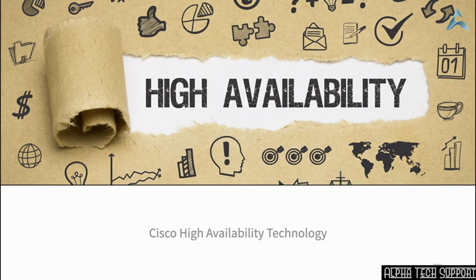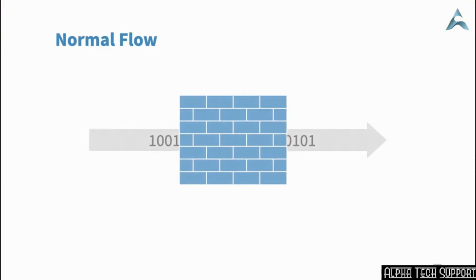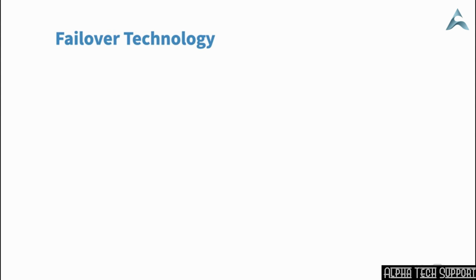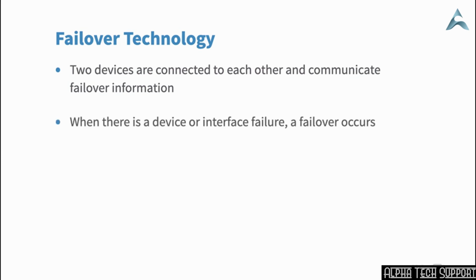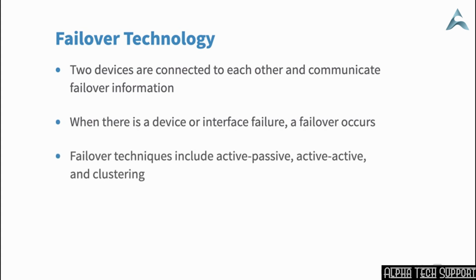In addition, the network administrator can take advantage of Cisco's high availability technology, which provides quick recovery from disruptions that can occur in any part of the network. When implementing failover technology, 2 devices are connected to one another, and they communicate failover information. When the ASA detects a device or interface failure, a failover occurs. Failover techniques include active-passive, active-active, and clustering.